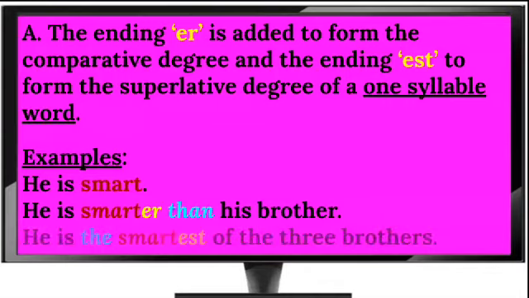Let's move on to the superlative form. He is, here we have our the, and smartest, our est ending, of the three brothers. More than two persons are being compared, so we have our superlative degree with est. He is the smartest of the three brothers. So one syllable words, we add our er for comparative degree, and we add our est for our superlative degree.